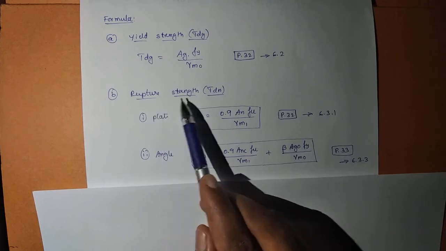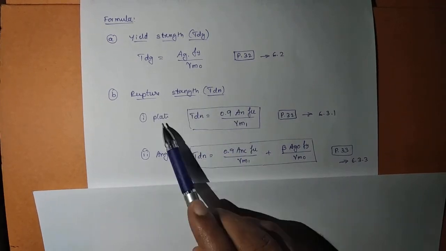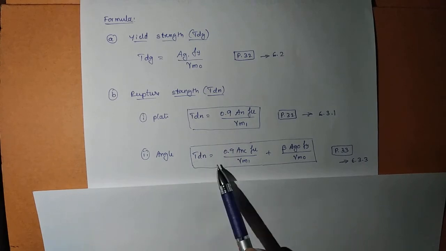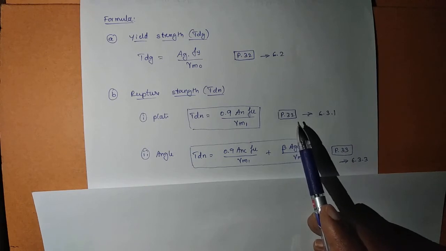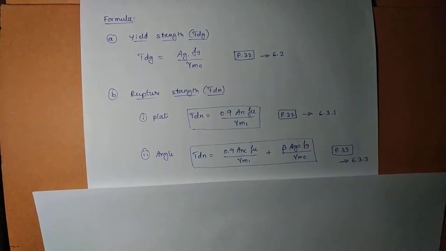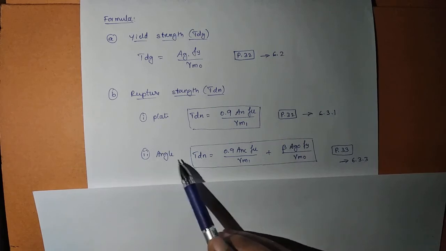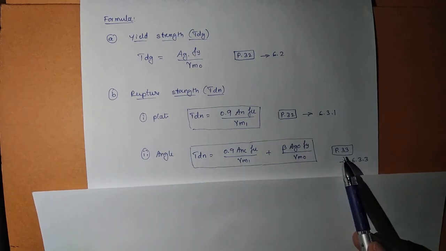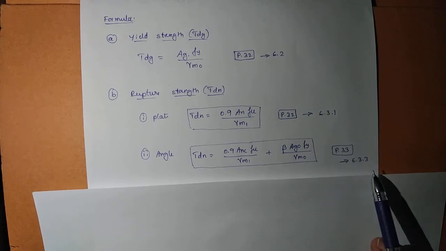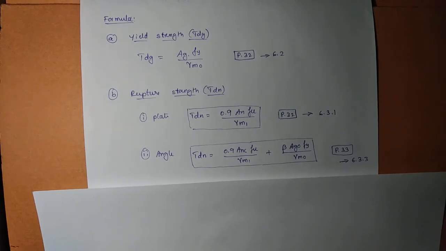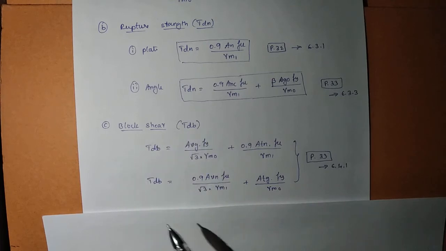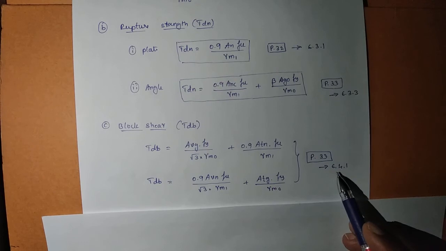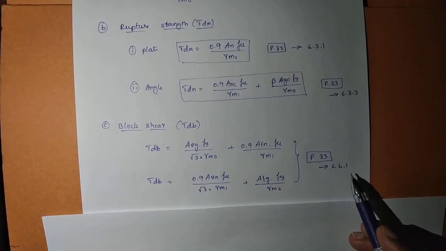To calculate rupture strength, TDN, we use this formula. For plate, we use this formula. For angle, we use this formula. For plate, it is given on page number 32 of the IS 800 code book, clause number 6.3.1. For angle section, it is on page number 33, clause number 6.3.3 of the IS 800 code book. To calculate block shear value TDB, we use these two formulas given on page number 33, clause number 6.4.1 of the IS 800 code book.